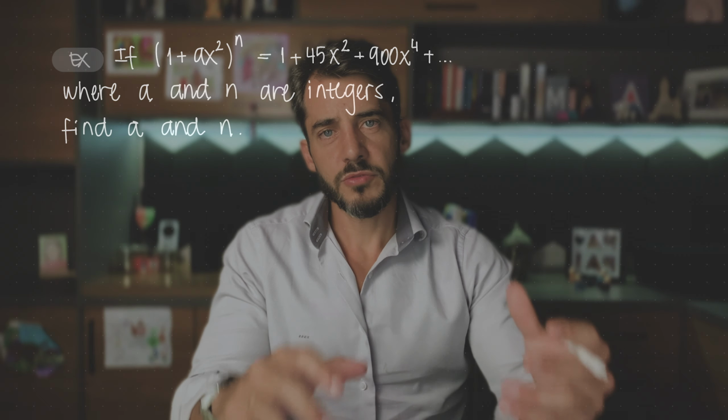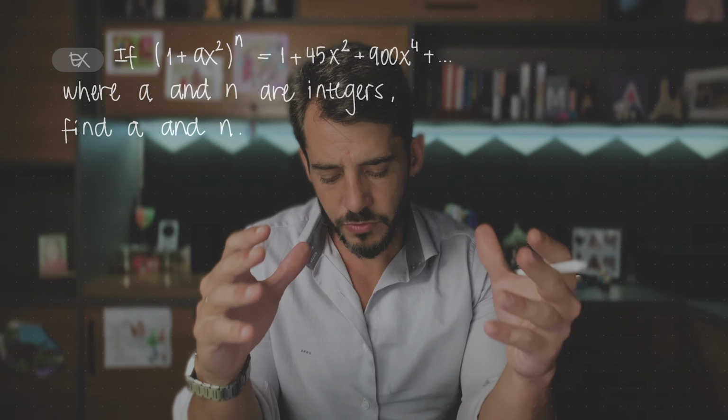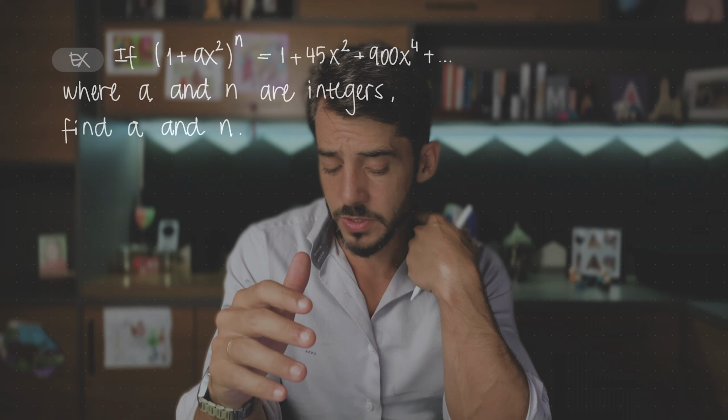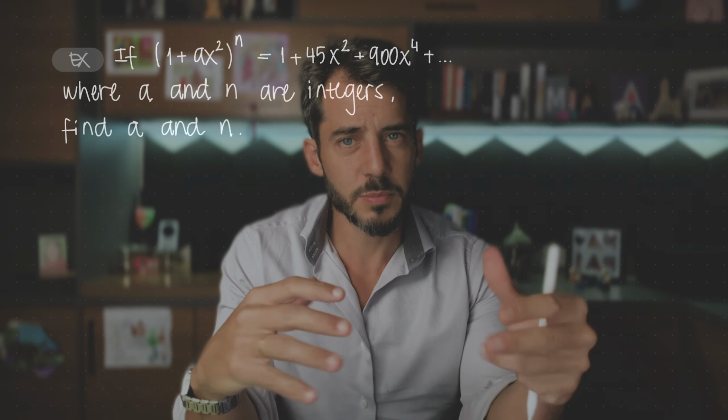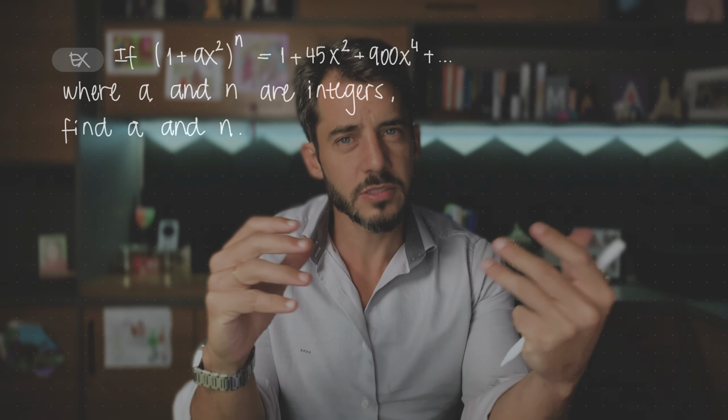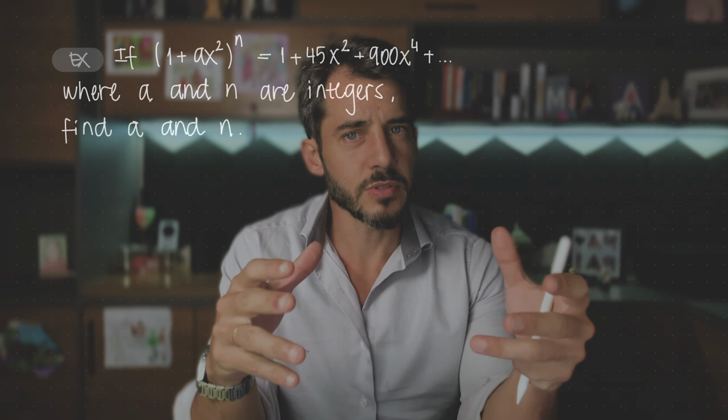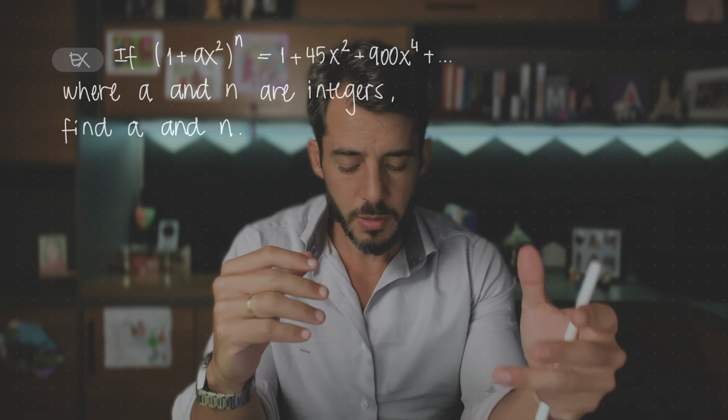All right, so we have in front of us a binomial for which we were not given the exponent. We have 1 plus ax squared to the power of n. The purpose of this exercise is for us to find not only that exponent, n, which is a constant, it's an integer, but also a.